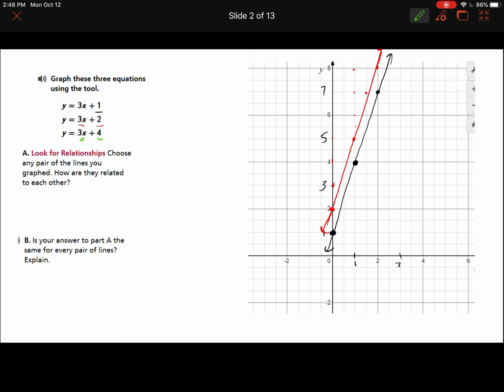And let's do one more. 3x plus 4. This time we're going to start at 4. Go up 3, 1, 2, 3, and over 1. That's enough to kind of draw that line.